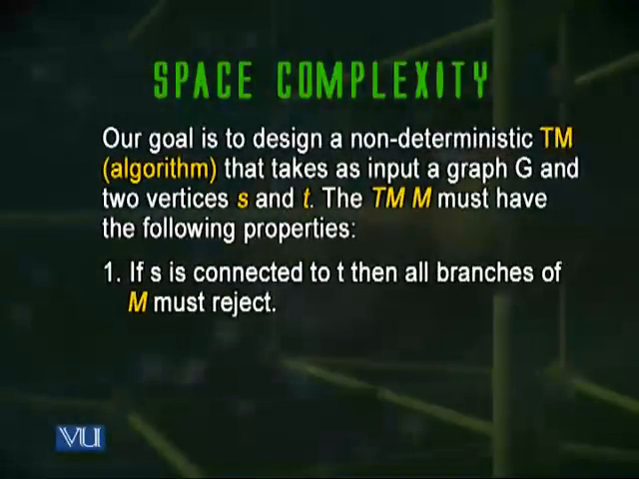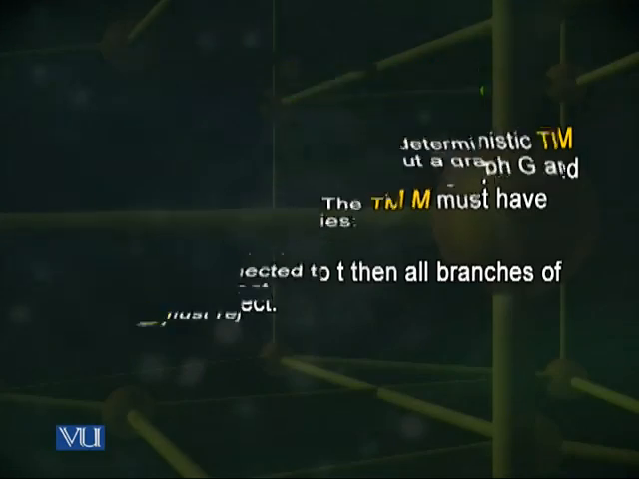What does it mean for a non-deterministic Turing machine to accept path complement? Let's just spell it out. The first thing is that if S is connected to T, then all the branches of M must reject.